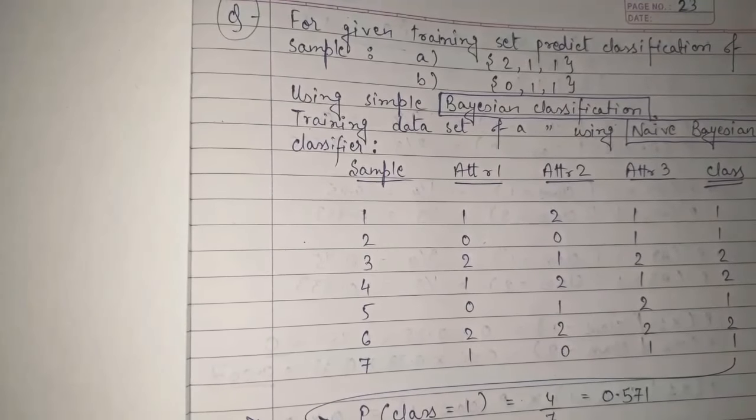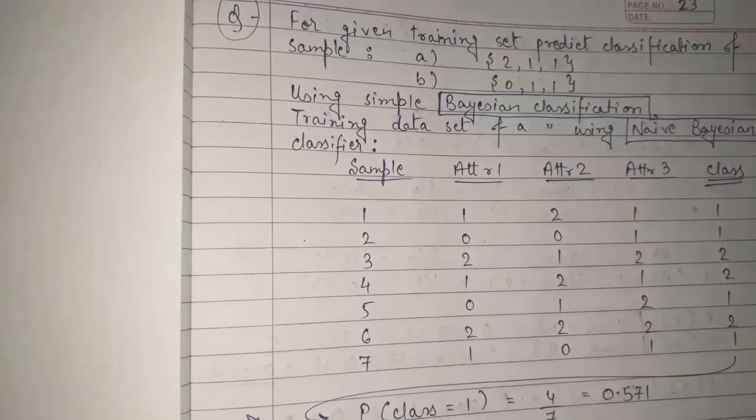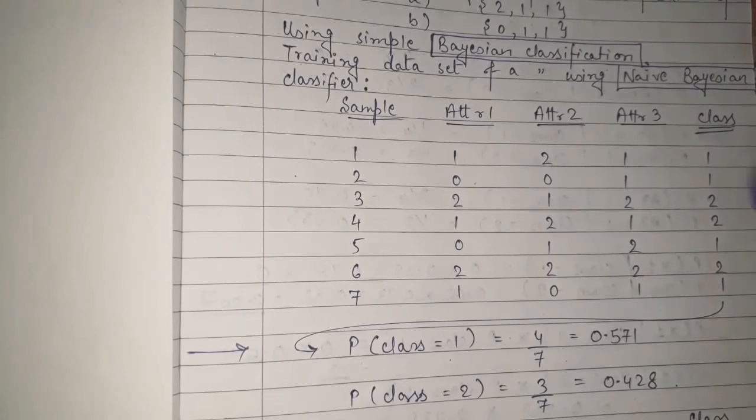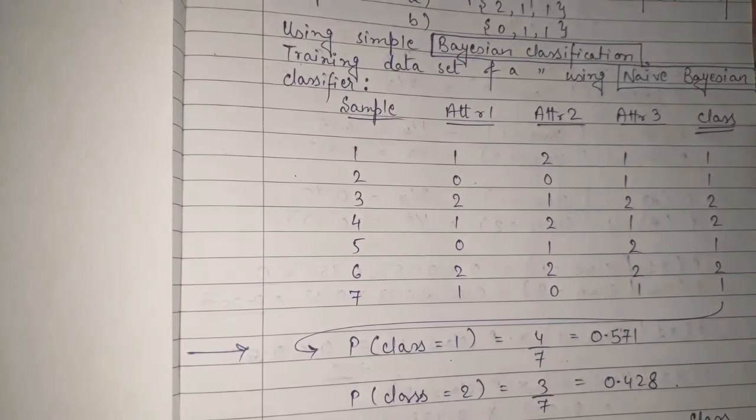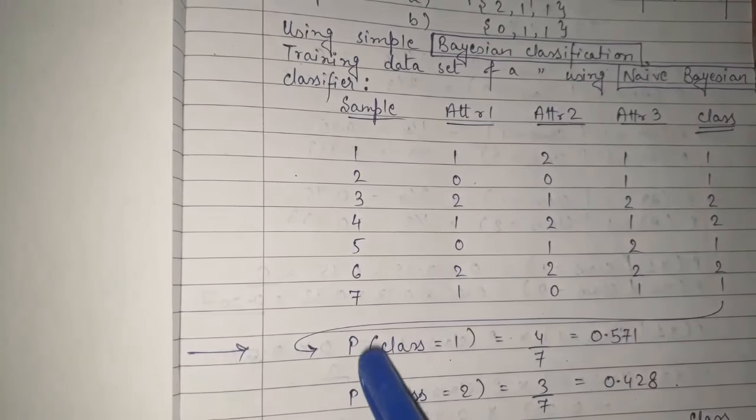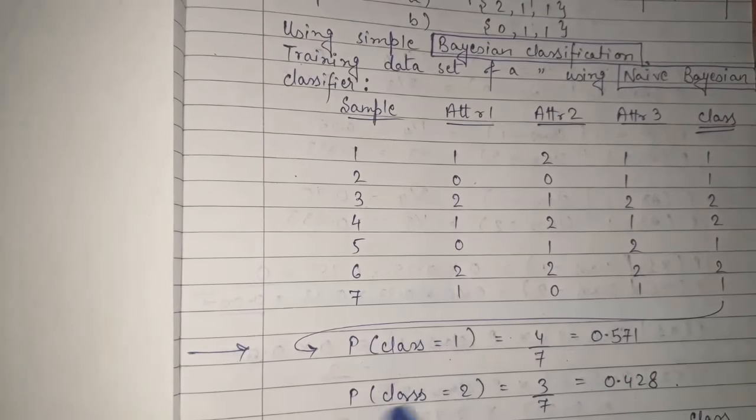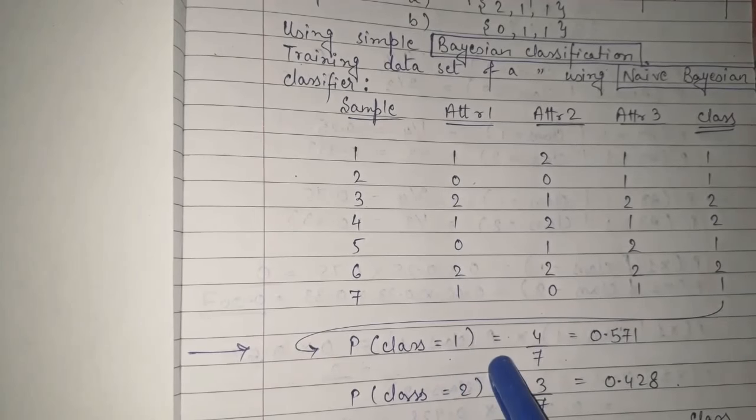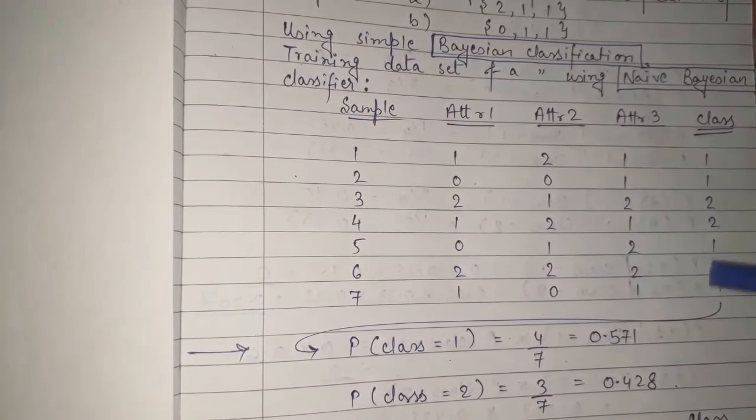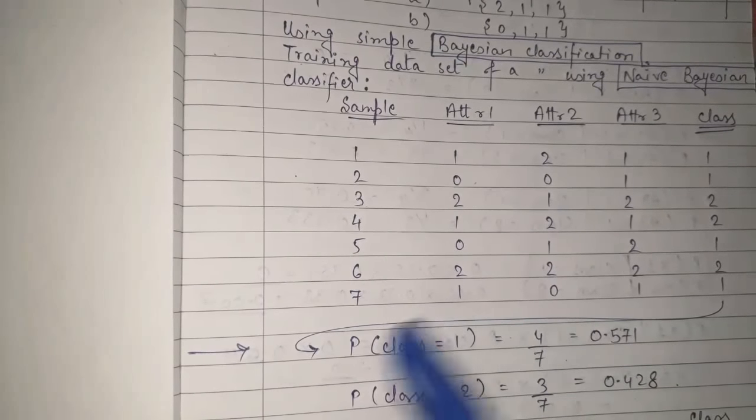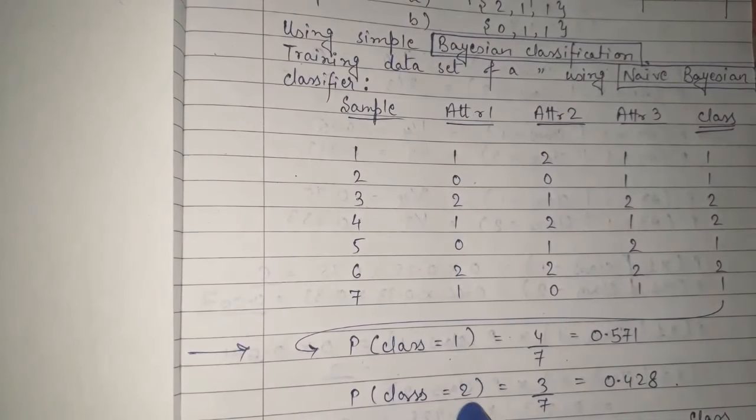So let's start solving and see step by step how we can do that. This is the whole question given to us. Here the samples, their respective attributes and classes are defined. The first step is to find the probability of class 1 and class 2. The probability that class equals 1: how many class 1s are there? 1, 2, 3, 4, and total samples are 7. So 4 by 7 is the probability of class 1, and similarly the probability of class equal to 2 will be equal to, how many class equal to 2 are there?